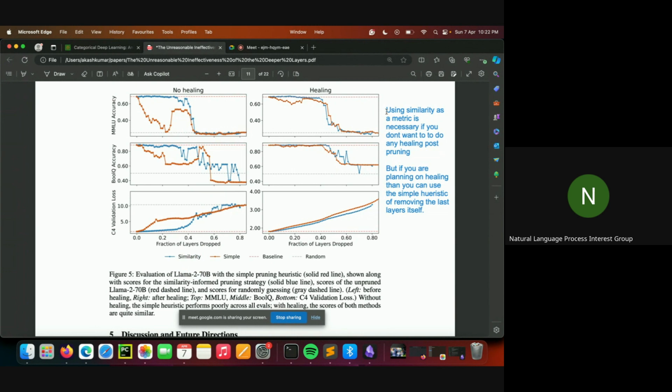So this basically shows that the similarity as a metric is necessary if you don't want to do any healing post the pruning of layers. But if you are anyway planning on doing some sort of healing, then you can just use a simple heuristic of removing, let's say, the last 30% of layers.